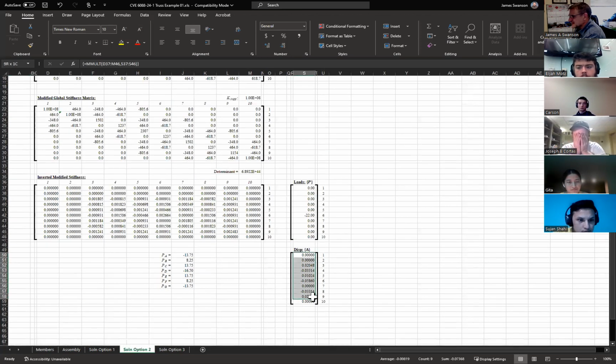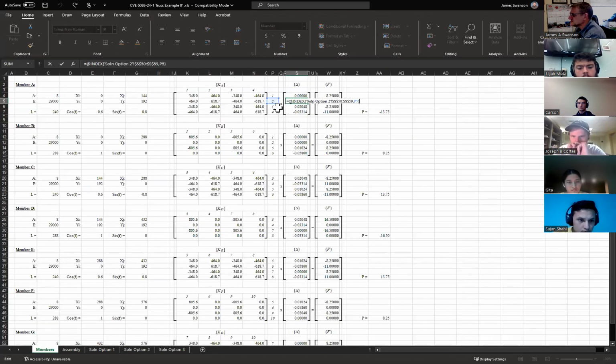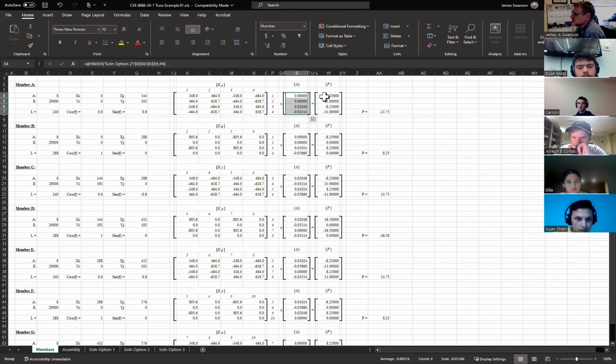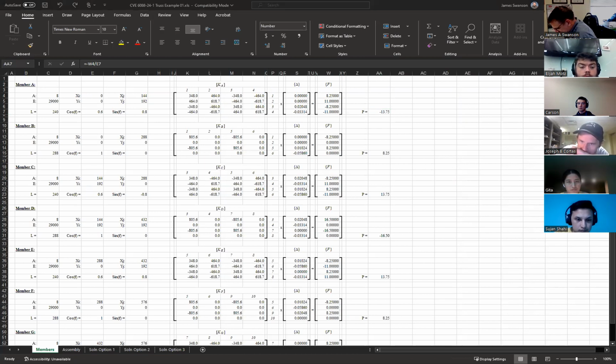So it's referring to that group of cells and it's giving me the second row, right? So it's saying I want the second row in that index, or I want the first row or the third row, or down here, the 5th row. And so that's what that index function is doing. Then I multiply K times delta, I get the end actions, and then I can use my equations to solve for the member forces.